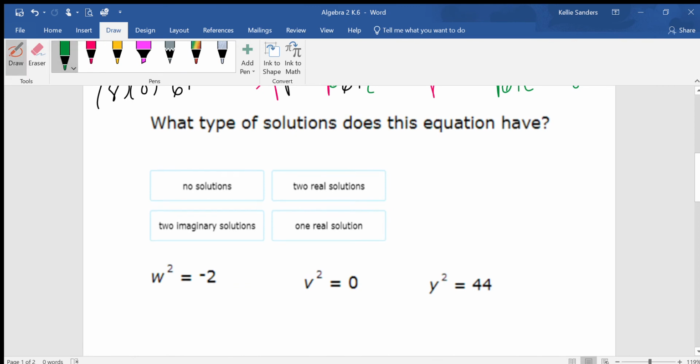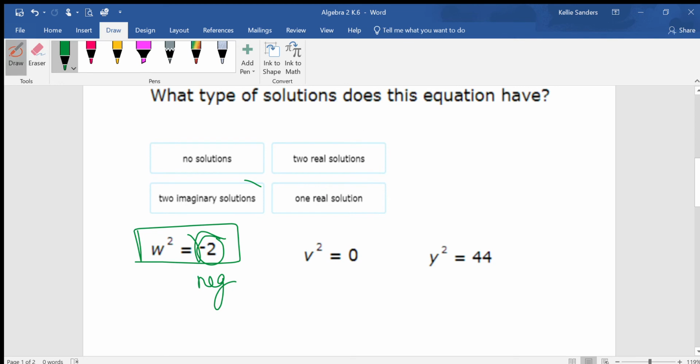Alright, it says, what type of solutions does the equation have? No solution, 2 real solutions, 2 imaginary solutions, and 1 real. So I'm just looking at this problem right here. You cannot answer these questions unless the w squared, or whatever squared, is by itself, and in this case they all are. So if the w squared is by itself, then we look at this number. We don't care what the number is, we just care what kind of number it is. And this number is negative. So if you square root a negative, that's bad. That's when you get 2 imaginary numbers.